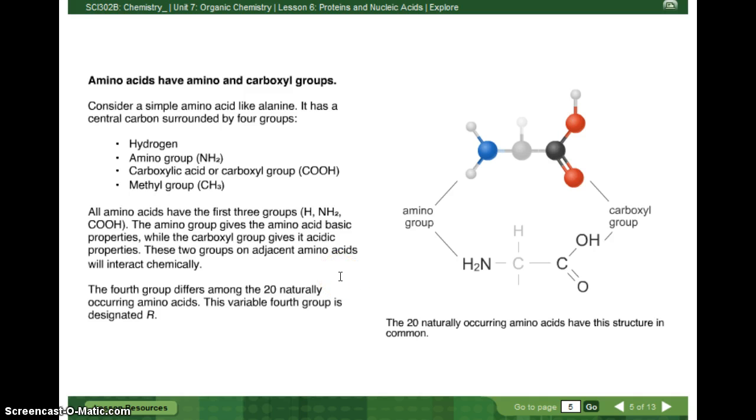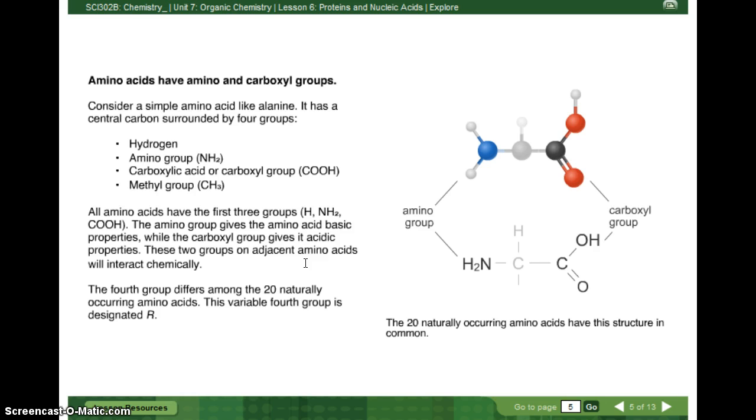These two groups on adjacent amino acids will interact chemically. So this base will hook onto the acid part of the next amino group. So picture this repeating, and so the blue hooks onto the black and red hooks onto the blue, it's a pattern. The fourth group differs among the 20 naturally occurring amino acids.